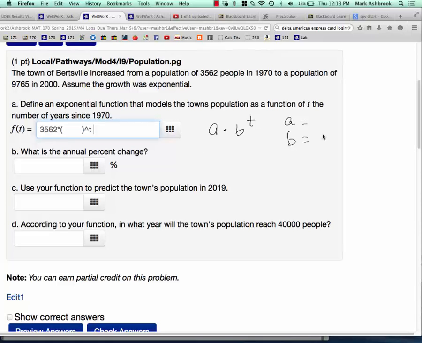So what can I get first? The 30-year growth factor, how do you get that, Jessica? Divide 9,765 by 3,562, and then take that answer to the 1/30th. That's right. This is the number you'd multiply 3562 by to get 9765. So that's our 30-year growth factor, and then we want the 1 year growth factor, so to the 1/30th.